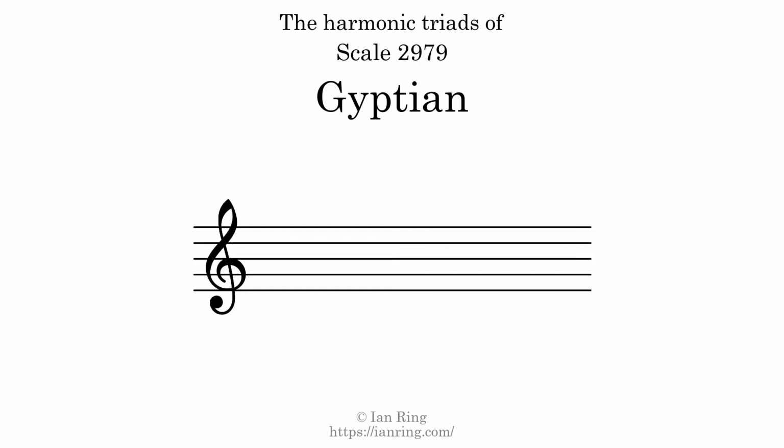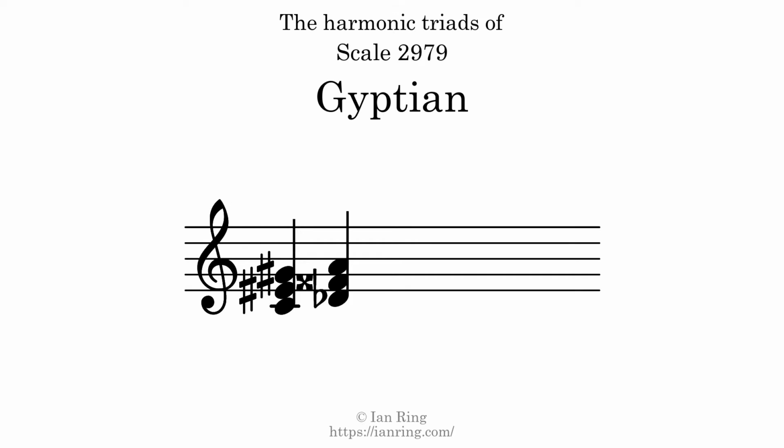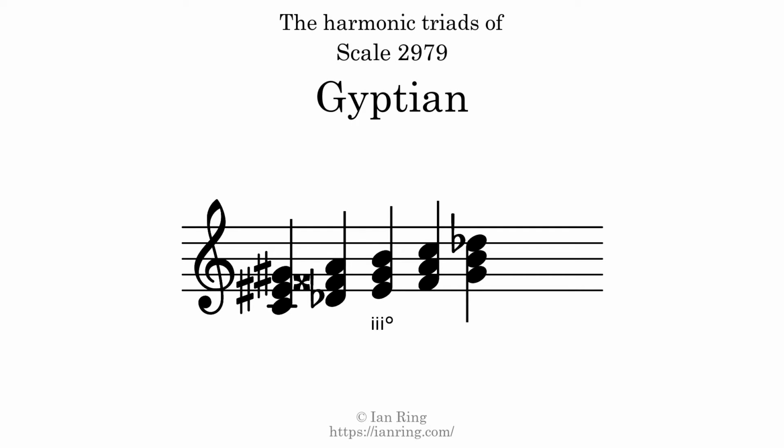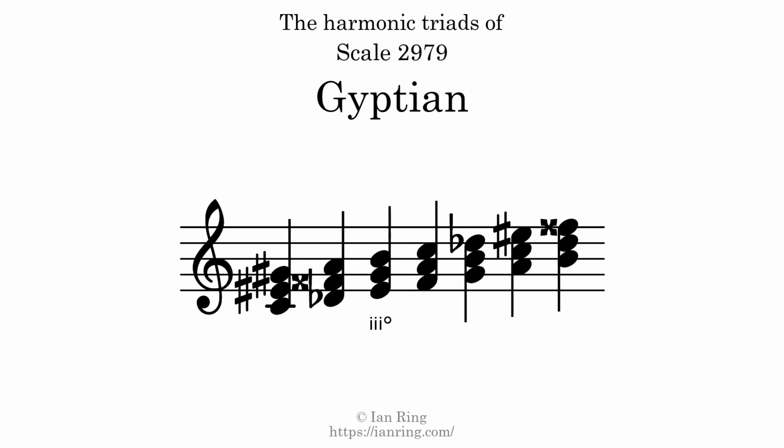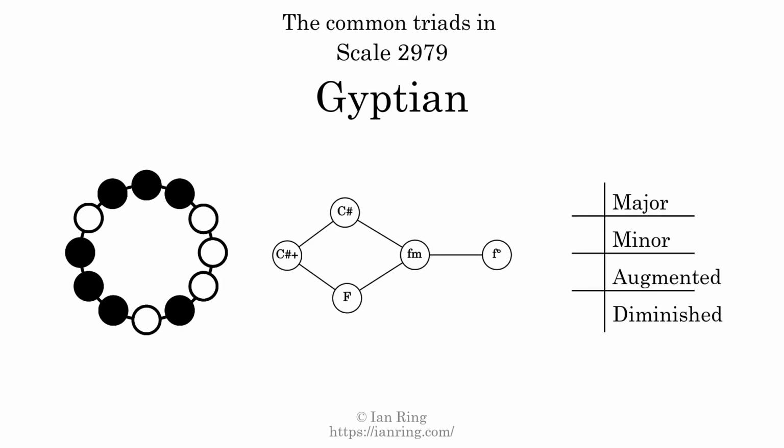101110100011. Here are the harmonic triads present in this scale. Unnamed, unnamed, diminished, unnamed, unnamed, unnamed, unnamed. Here are the common triads present in this scale. The diagram in the center is a graph of parsimonious voice leading between triads.